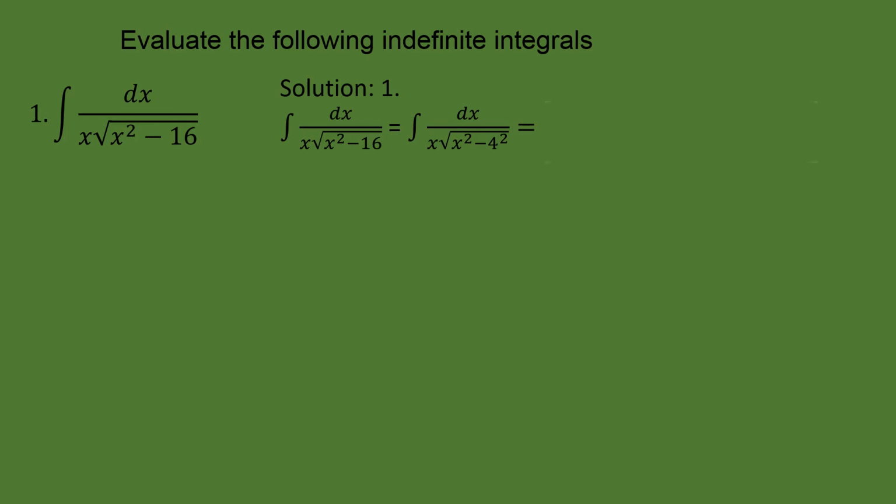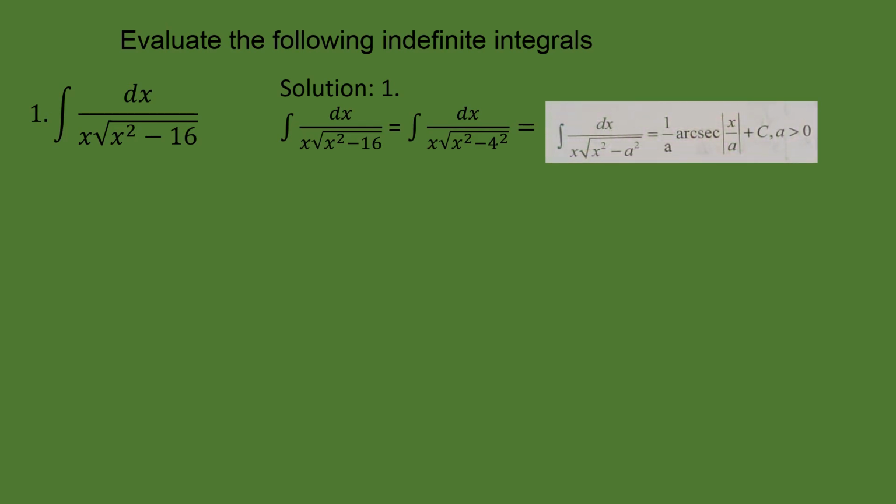So that we can now apply this property, which is integral of dx over x times square root of x squared minus a squared, wherein that is actually equivalent to 1 over a arc secant of x over a plus c, where a is greater than 0. So from that, it will become 1 over 4 arc secant of x over 4 plus c as our final answer for number 1. Let us proceed now to example number 2, integral of dx over 4 plus x squared.